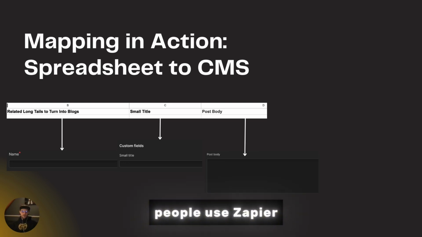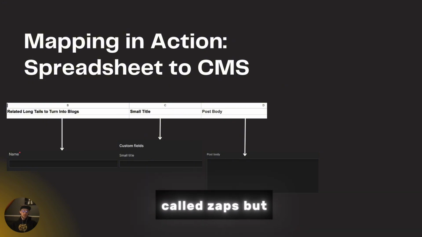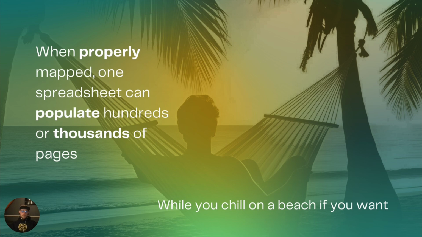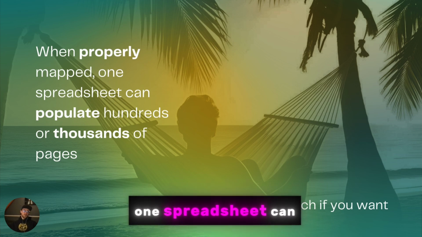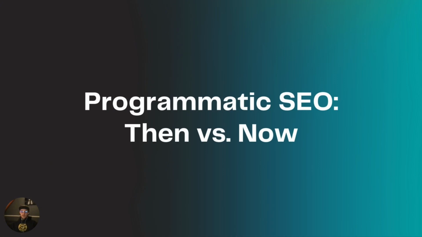A lot of people use Zapier. I'm not sure how it's actually supposed to be pronounced. I would assume Zapier since they're called Zaps. But anyways, when properly mapped, one spreadsheet can populate hundreds or thousands of pages while you chill on a beach.